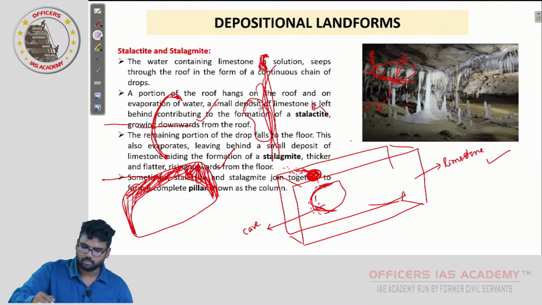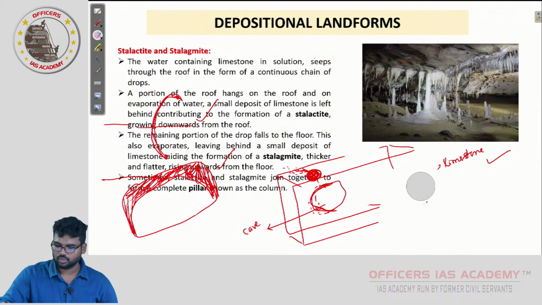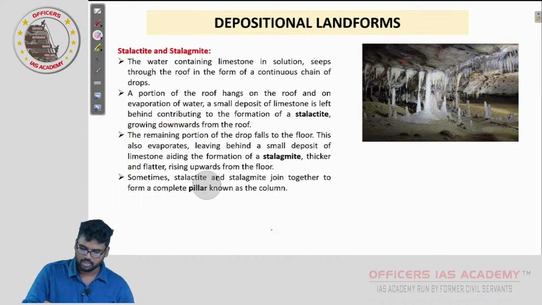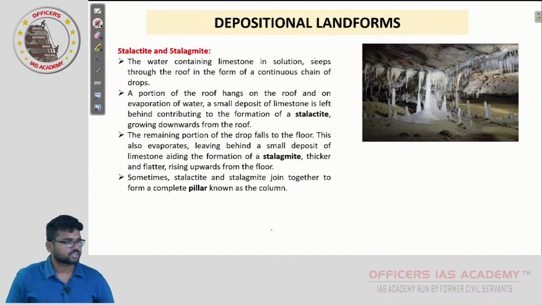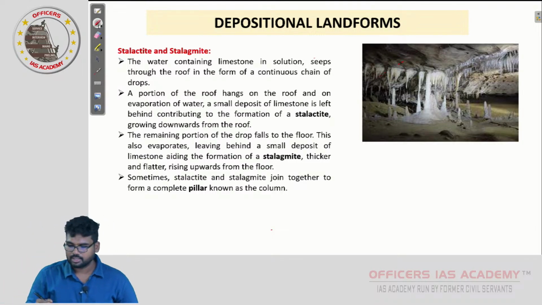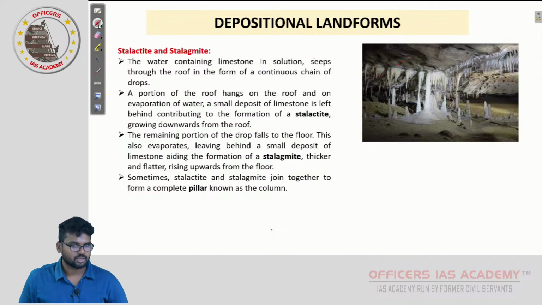Then there are also some depositional landforms. Okay, in many places or in many movies you might have seen this kind of vertically outgrowing structures from the top as well as from the bottom. Okay, see why it happens. These are called stalactites and stalagmites. The bottom one is called stalagmite, the top one is called stalactite.